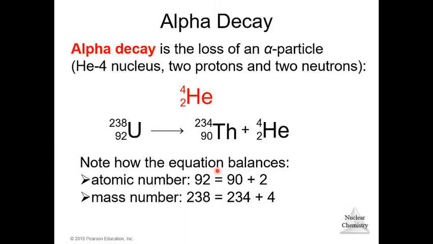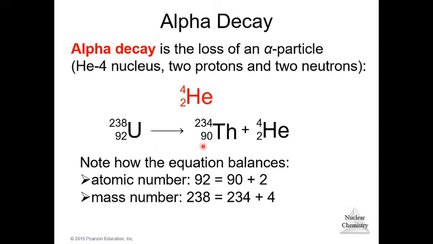Okay, an alpha particle is the helium nucleus. It has no electrons. An alpha particle is 2 protons and 2 neutrons, which is the nucleus of a helium atom. And so there's 2 ways you can show this in a nuclear equation. You can show it as helium with the 4 and the 2, or you can show it as an alpha with a 4 and a 2. Either one is fine.